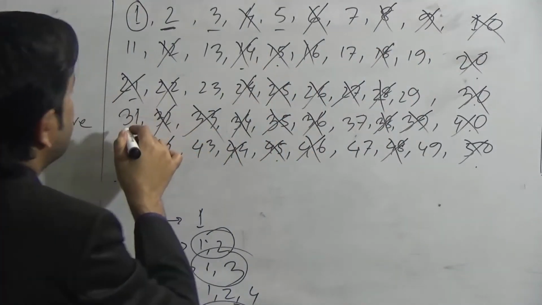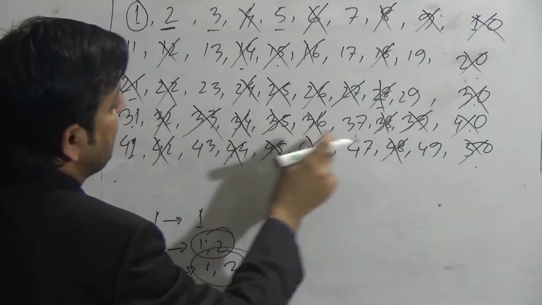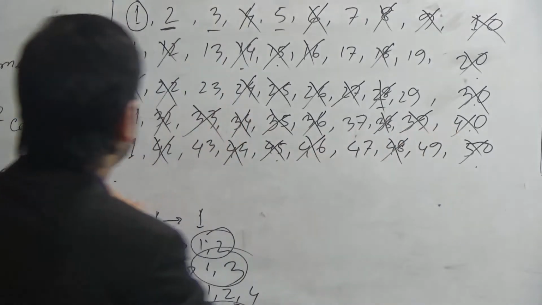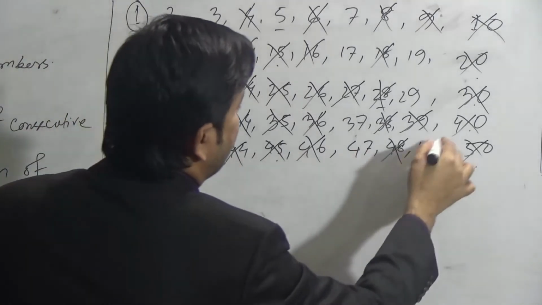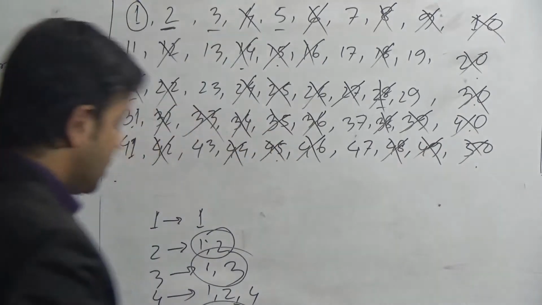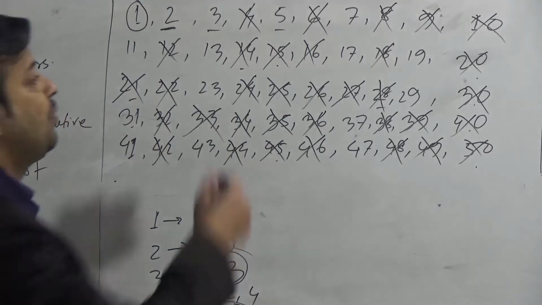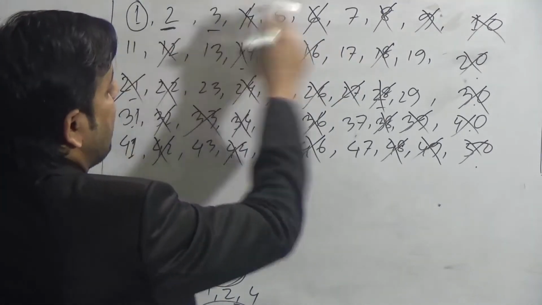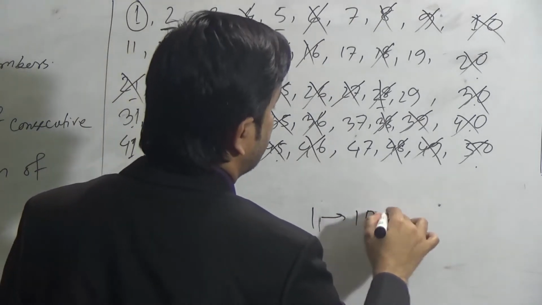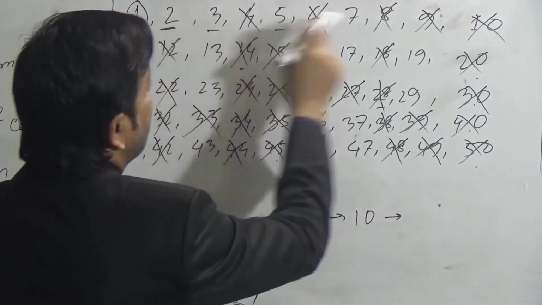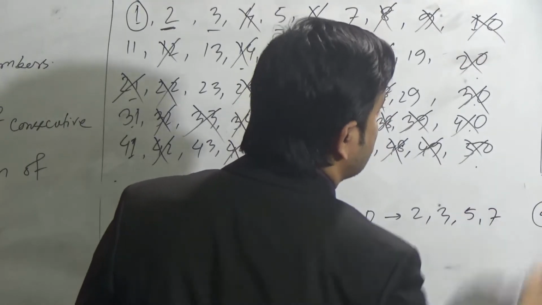Then 21 we have got, 20 we have got, then 35 we have got, then 42 we have got, 49 we have got. Okay, so we can say now the remaining numbers are prime numbers. So from 1 up to 10, how many prime numbers will we get? From 1 up to 10 we will get 2, 3, 5, 7. These 4 numbers.